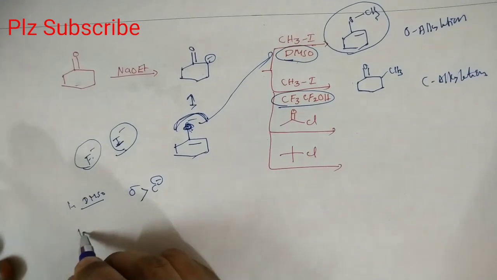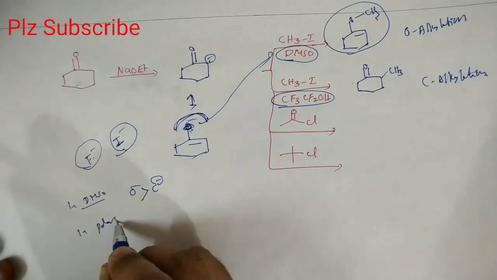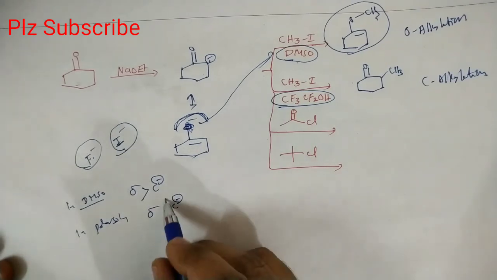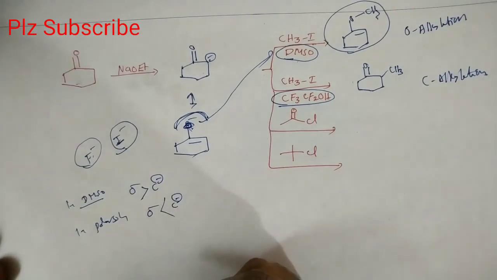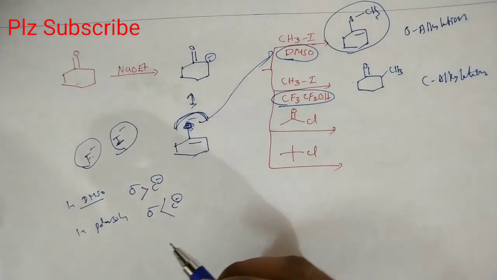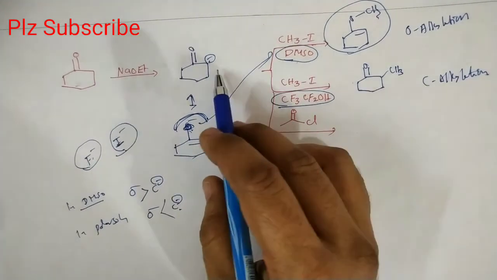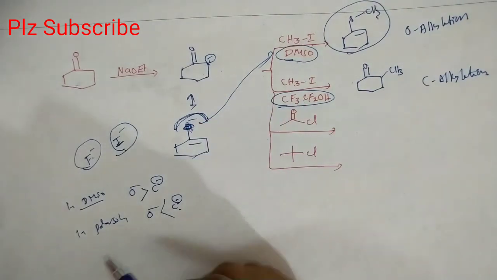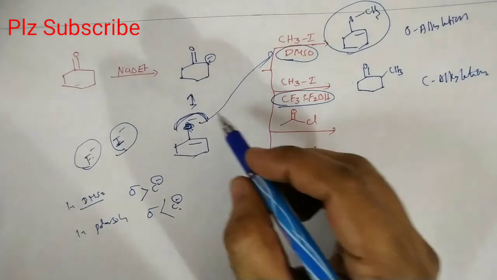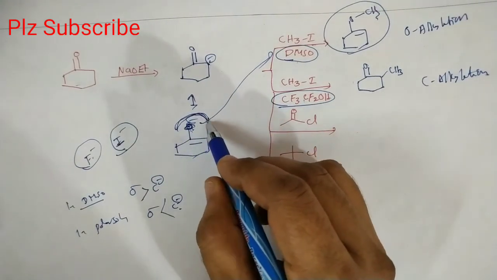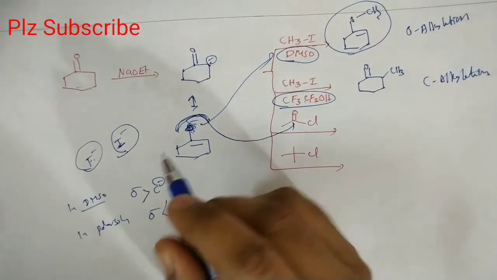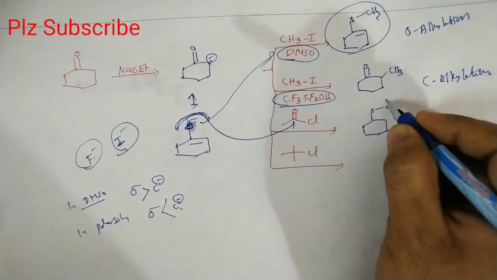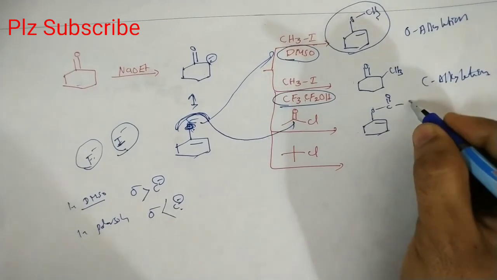So in a polar protic solvent, for O minus and C minus, C minus is more nucleophilic because O minus is smaller in size, so it is more solvated. So C minus is more nucleophilic, and C alkylation takes place. Now with acid halide, the more nucleophilic oxygen attacks. So here the product is completely different: O and C double bond O, pi bond and CH.